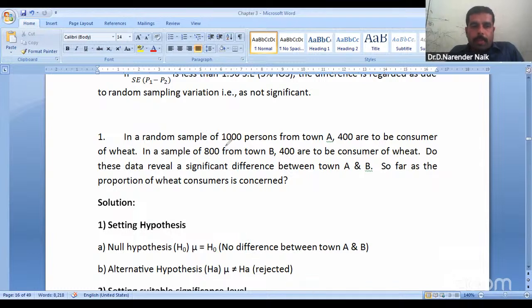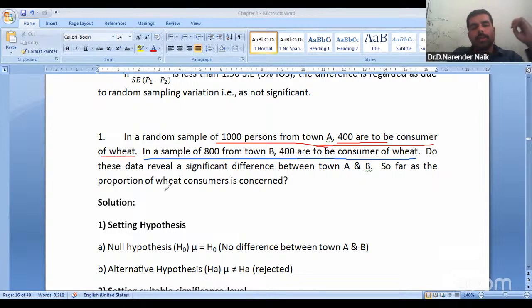Of 1000 persons from town A, 400 are found to be consumers of wheat. This is one case. The next one: in a sample of 800 from town B, 400 are consumers of wheat. Town A and town B, two pieces of information are given. Do these data reveal a significant difference between town A and town B so far as the proportion of wheat consumers is concerned? So you see the solution here.